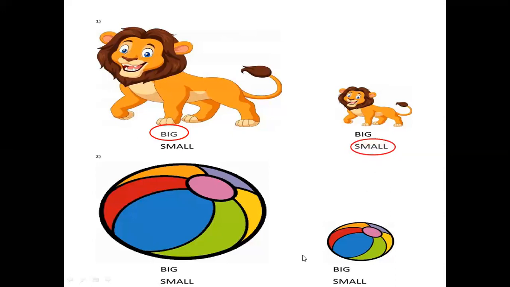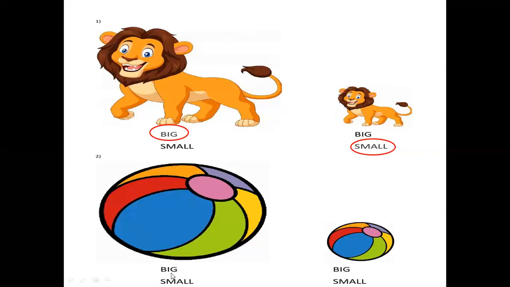Understand? Well done. Now there are two balls. Both are the same, but they are different in size. One is big and the other one is small. Here again is the spelling of big and the spelling of small. Do you know which one is big?